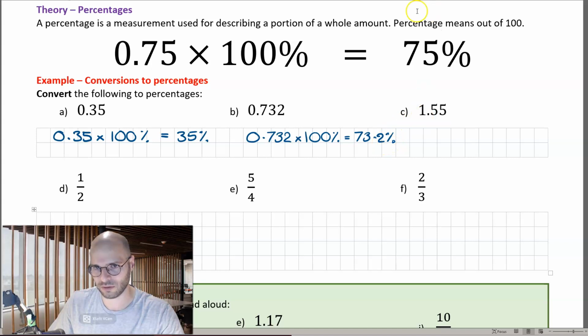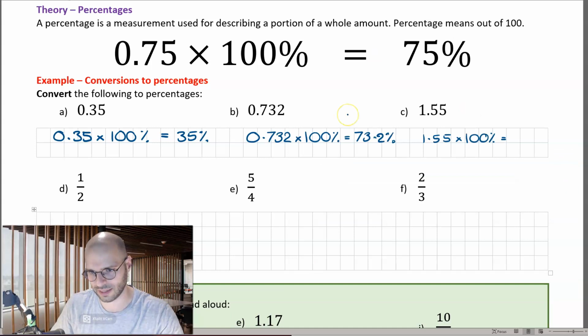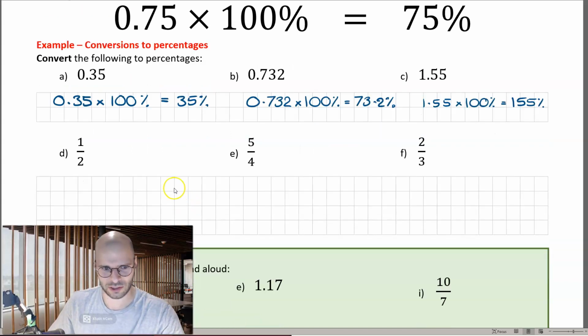Next I have 1.55. Again, all I need to do is say 1.55 multiplied by 100%. And that's equal to, up we come, 1.55 times 100 equals 155%. Just like that.